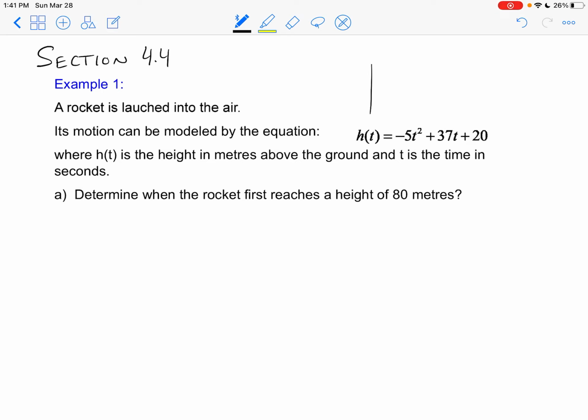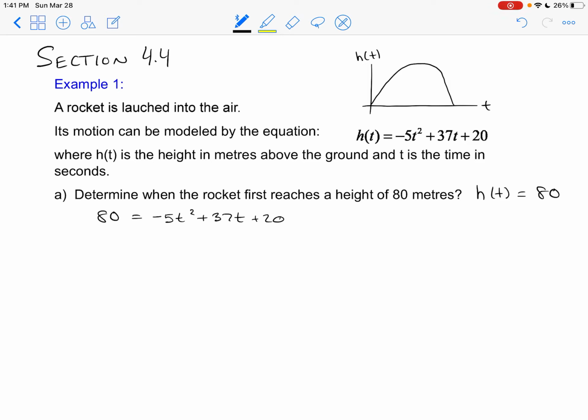So I'm just going to sketch briefly. It's something like this, right? Where h of t is the height in meters above the ground, and t is time in seconds. So determine when the rocket first reaches a height of 80 meters. So what you would do here is say, okay, at 80 meters, h of t equals 80. So we'll set our equation to be 80 is equal to minus 5t squared plus 37t plus 20.